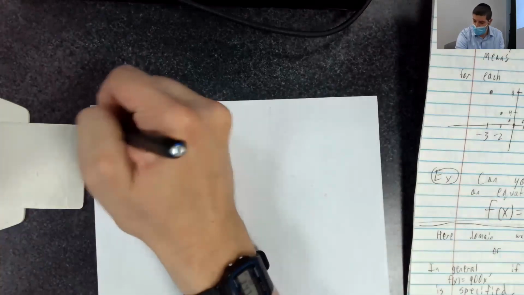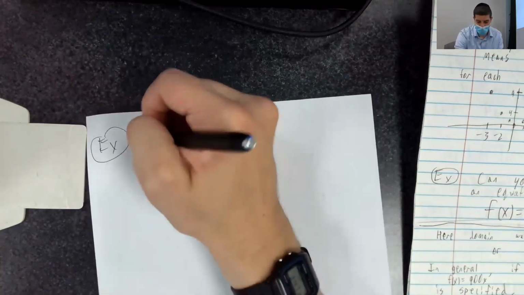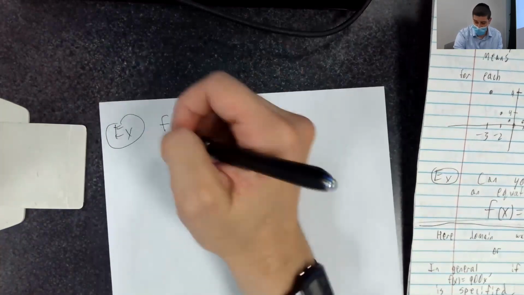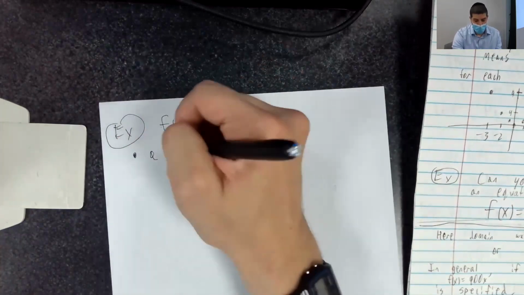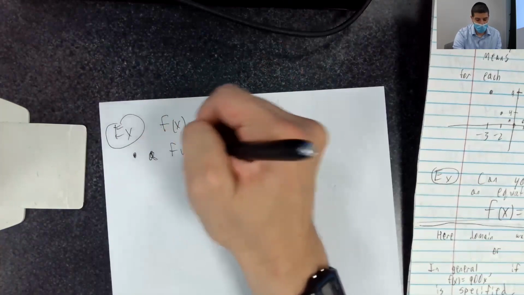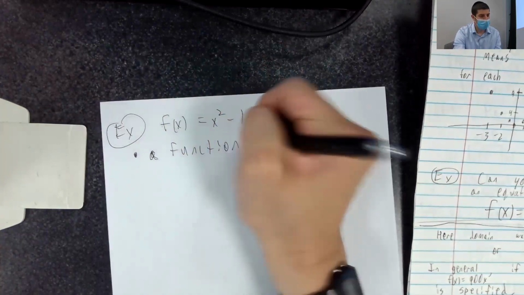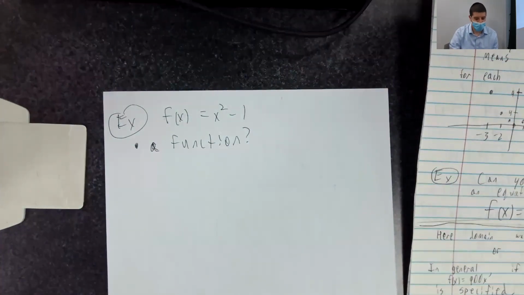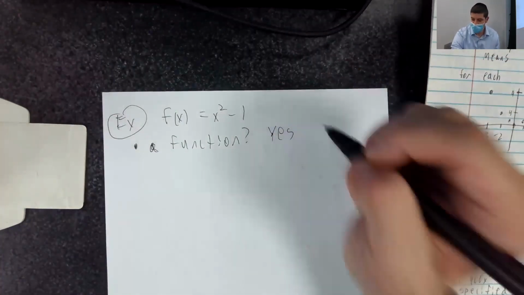Little exercise. f of x equals x squared minus 1. Okay, so someone else want to try. First of all, is this a function? Is there anything that looks like it might spit out multiple values? It's a function, yes.